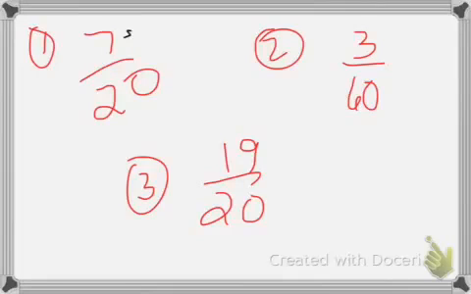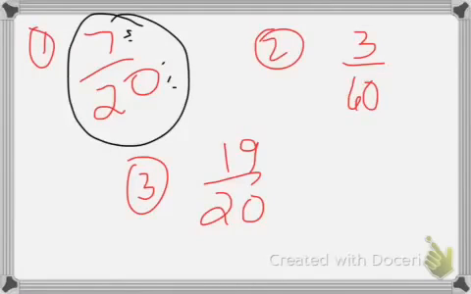Okay. So 7/20. Is there any number that can go into both 7 and 20? Can 2? No, 2 can't go into 7. 3 can't go into 7. 4 can't go into 7. 7's prime, and it doesn't go into 20, so that means this is simplified. So that one is simplified.